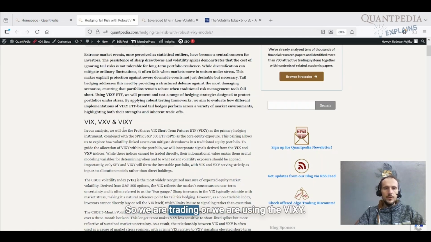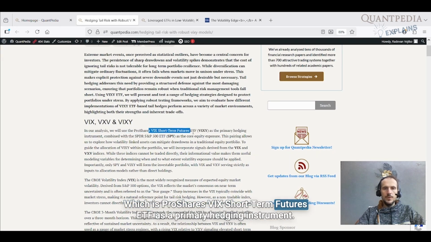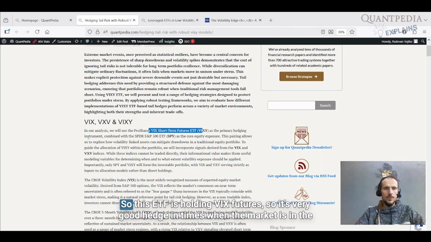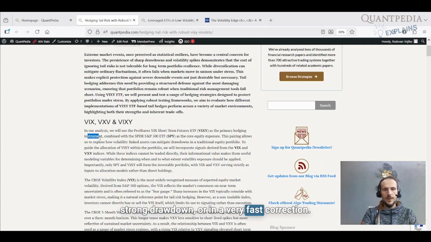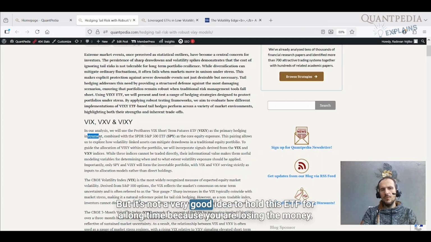Let's move on. We are using VIXY, which is the ProShares VIX short-term futures ETF, as a primary hedging instrument. This ETF is holding VIX futures, so it's a very good hedge in times when the market is in a strong drawdown or a very fast correction. But it's not a very good idea to hold this ETF for a long time because you are losing the money.